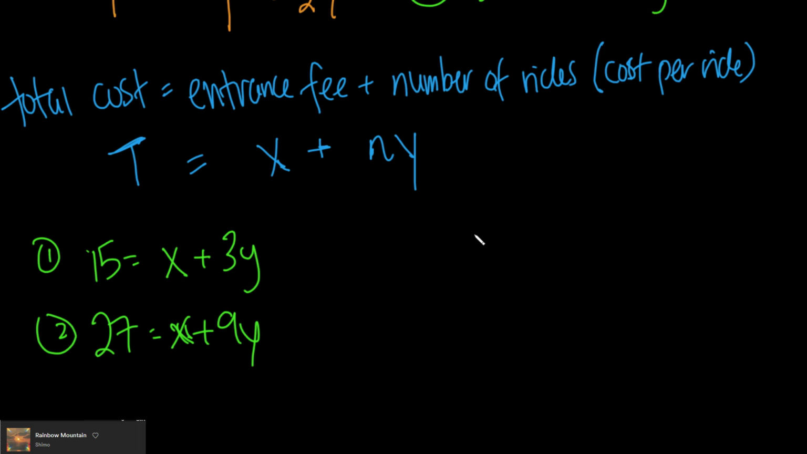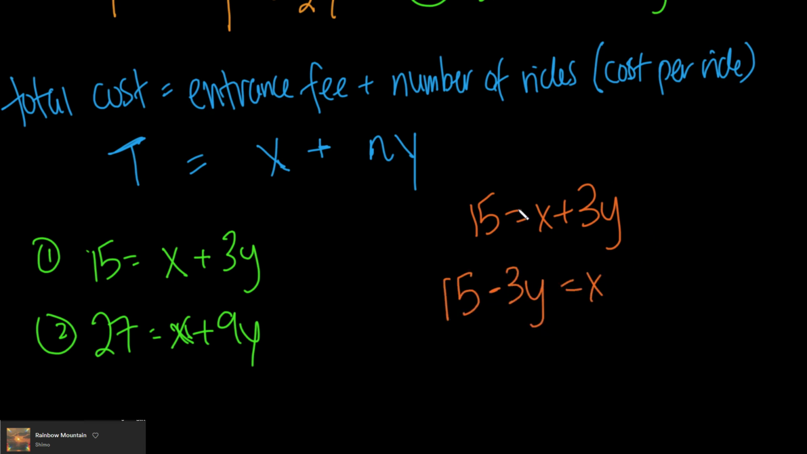So if I have 15 equals x plus 3y, I want to isolate this x here. I'm going to move this 3y to the other side. If I'm adding 3y on this side, I have to subtract 3y on both sides to get it to the other side. So 15 minus 3y equals x. I'm subtracting 3y from both sides, so it gets rid of 3y on this side. I can also write this as x equals 15 minus 3y. And now I can do this concept of substitution. You can think of this as equation 3.